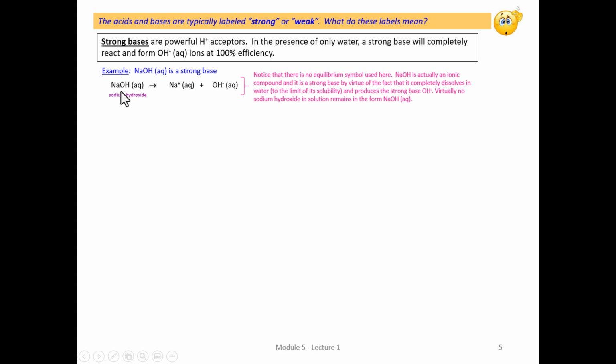Actually, sodium hydroxide is an ionic compound, and by virtue of the fact that it completely dissolves in water to the limit of its solubility, it produces the strong base OH-. But the important point to remember here is that virtually no sodium hydroxide in solution remains in the form of NaOH. Well, what we've done here is just show that sodium hydroxide is a strong base in the Arrhenius sense because it produces hydroxide ions.